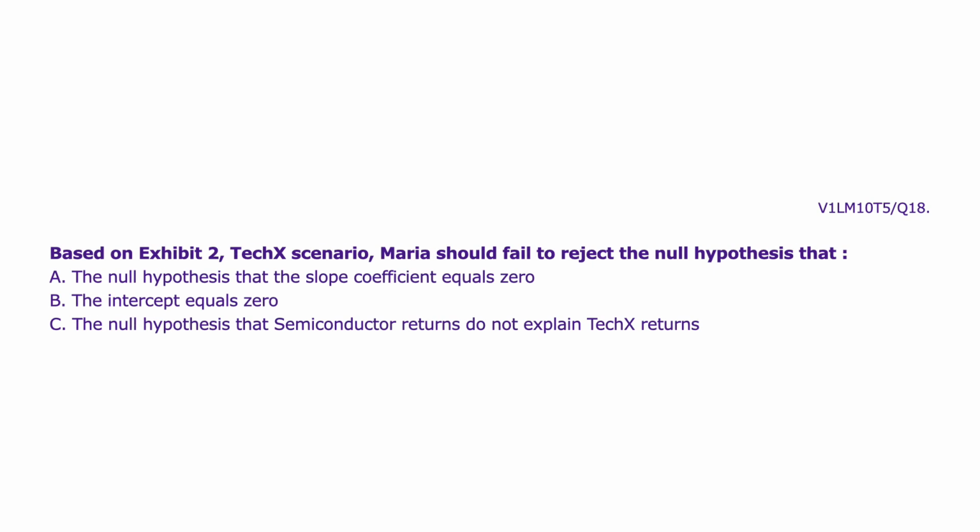Based on Exhibit 2, TECH scenario, Maria should fail to reject A, the null hypothesis that the slope coefficient equals 0, B, the intercept equals 0, C, the null hypothesis that semiconductor returns do not explain TECH's returns.